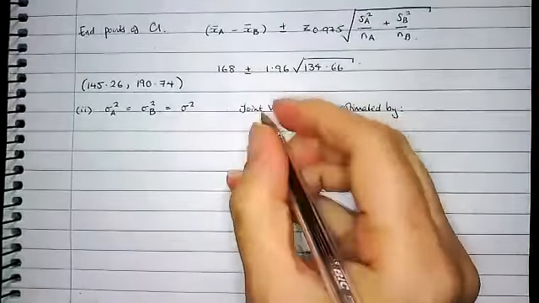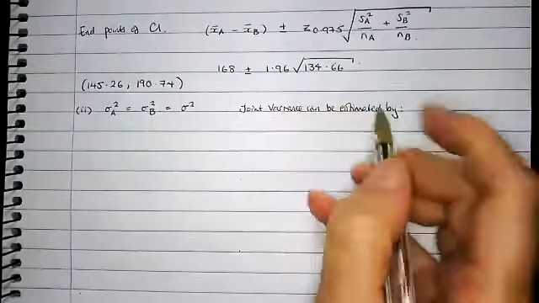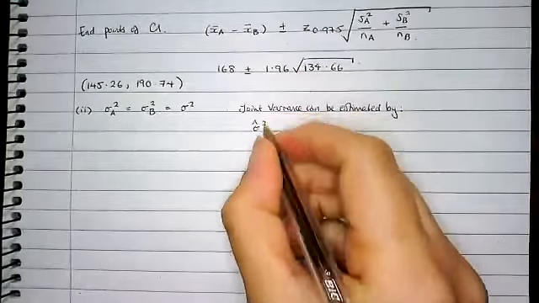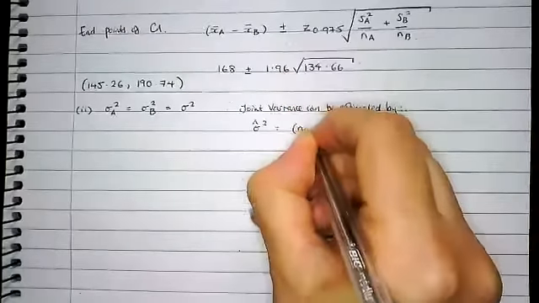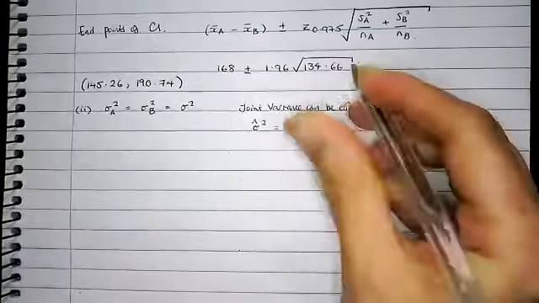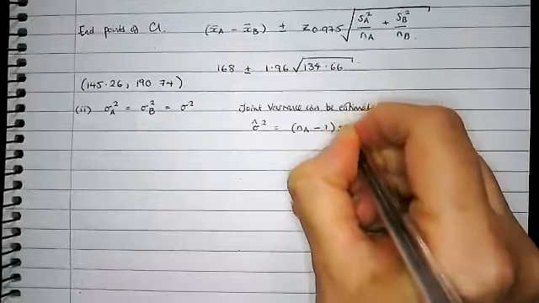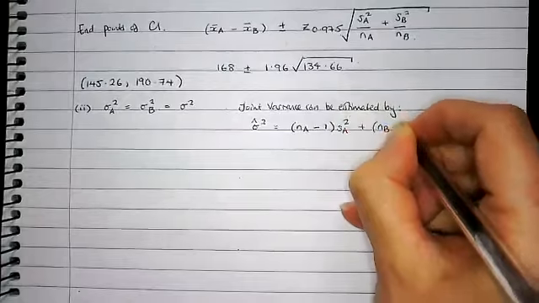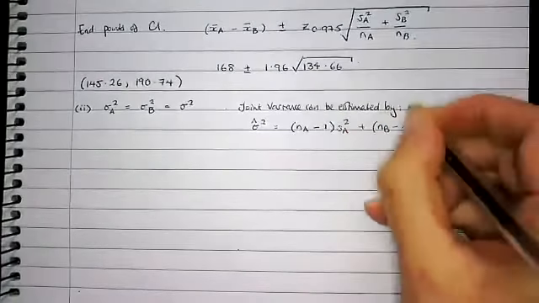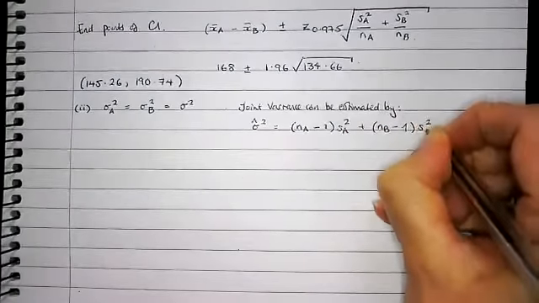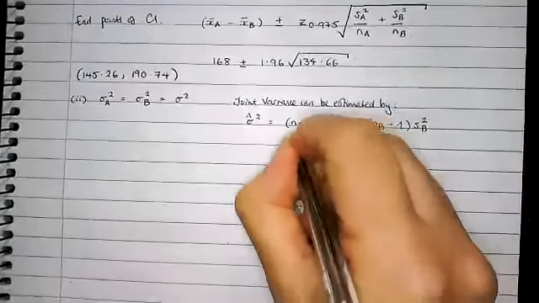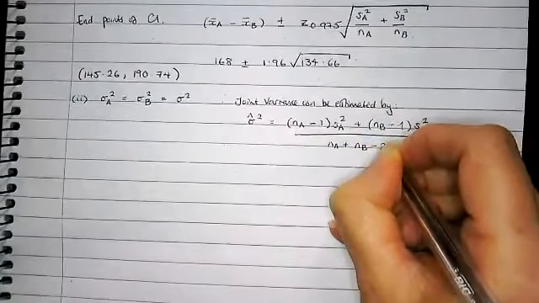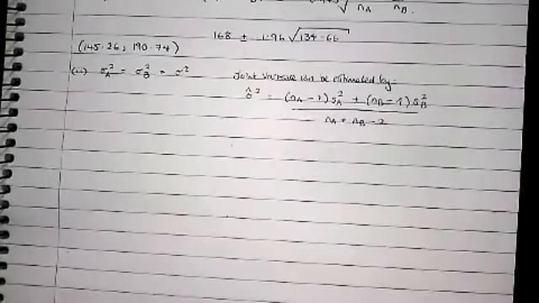Never mind. Okay, so the joint variance can be estimated by sigma hat squared, which I'm going to set equal to nA minus 1 times the variance I observed from sample A, plus nB minus 1 times the variance I observed from sample B, and then I'm going to divide by the sum nA plus nB minus 2.